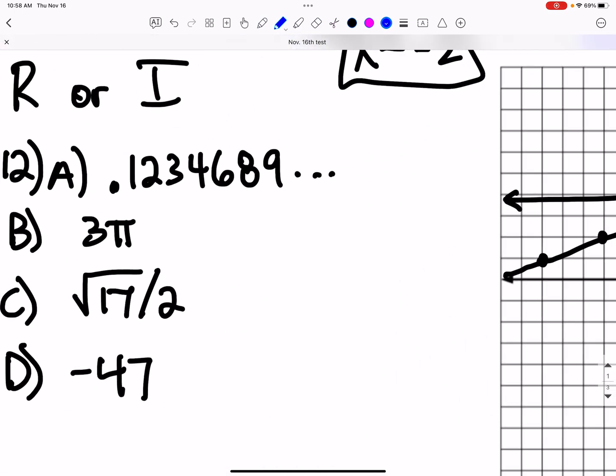Remember, rational or irrational. Rational just means fractional. Remember how you just add this f and the c? Can you turn it into a fraction? Not if it goes on forever without a pattern. Nope, irrational. Pi goes on forever without a pattern.